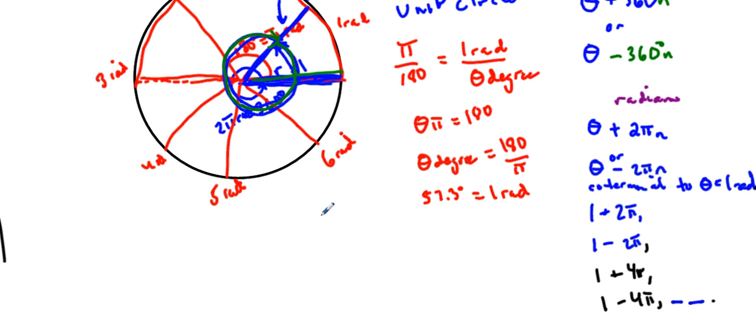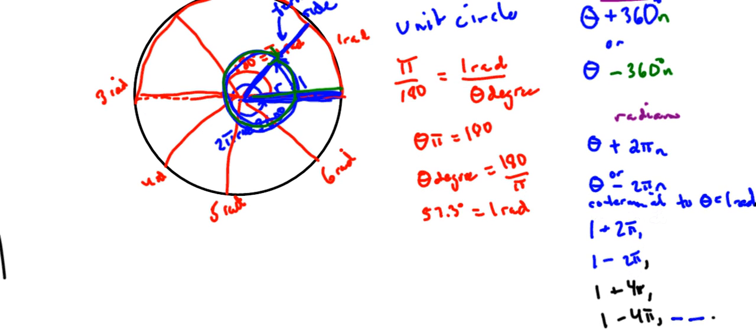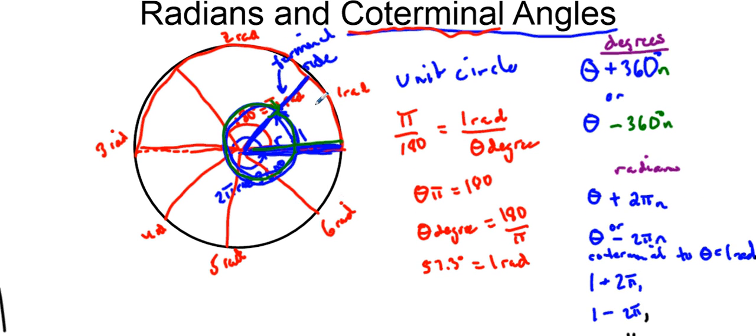Just keep adding 360 degrees or subtracting 360 degrees to get a bunch of coterminal angles. Coterminal angles are angles that share this terminal side, and each is a different angle. That's how we can get that. So with that, we know how to find radians, and we know how to find coterminal angles.